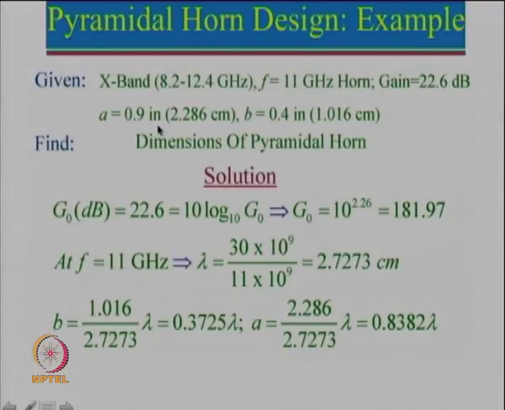So from here we can do the design procedure, which starts like this. First, for the given value of the gain, we find out the numeric value, and then for the given frequency f, we find out what lambda is, and then B is written in terms of lambda as well as A is written in terms of lambda.